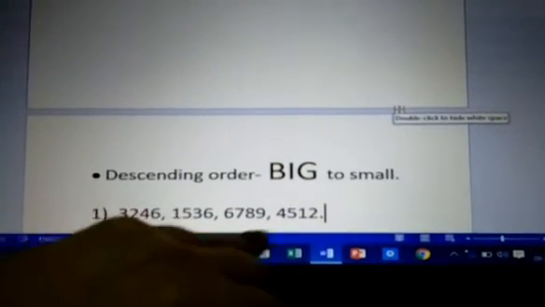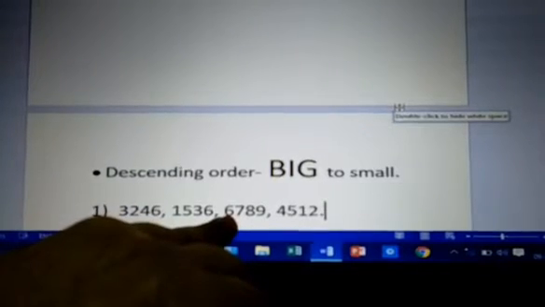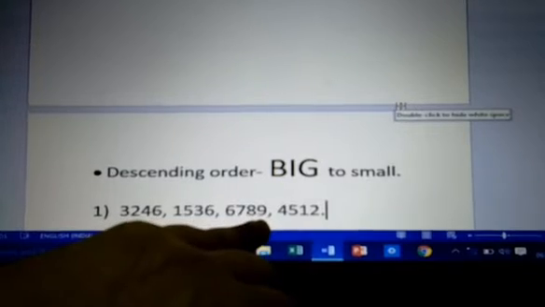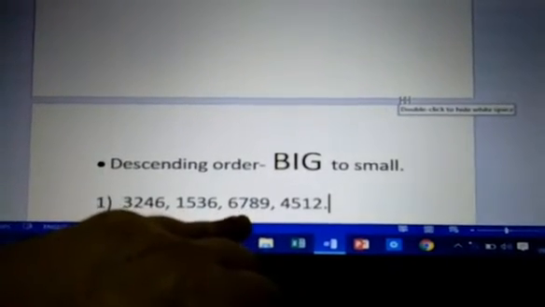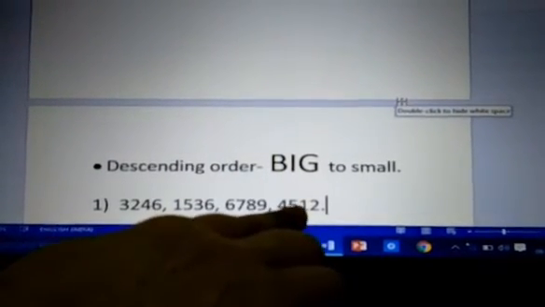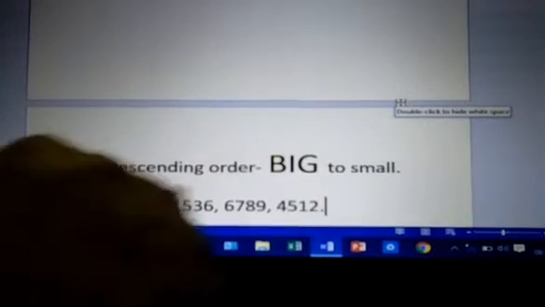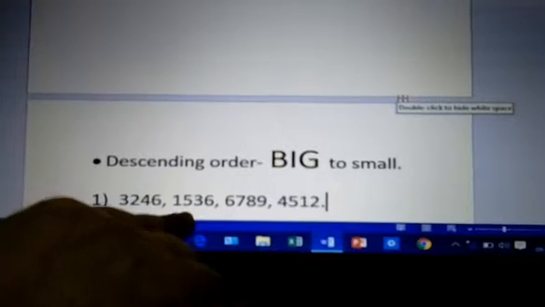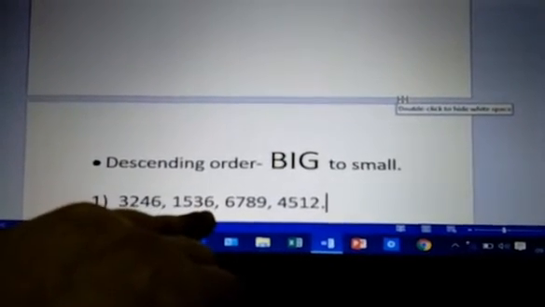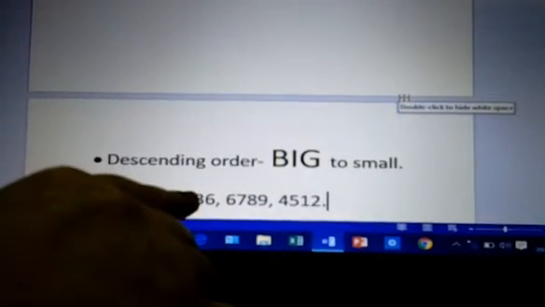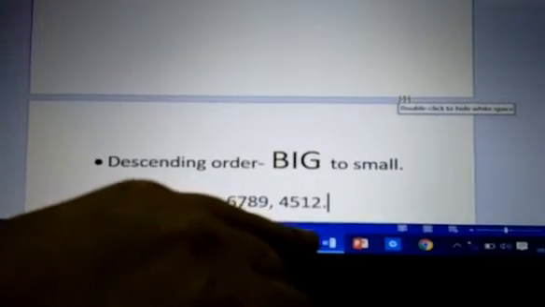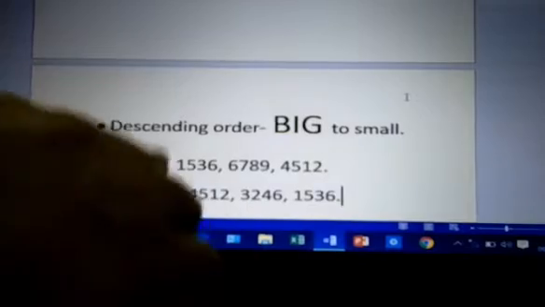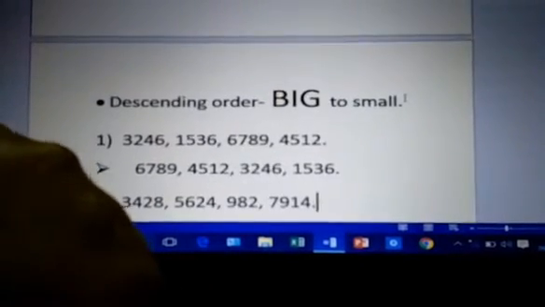So which is the biggest number? Biggest number, thousands place we are having 6. So this is our biggest number, 6,789. Okay, followed by the next biggest number, 4,512. Followed by 3,246. And the smallest number we are having 1,536. This is how we are going to arrange the numbers from big to small. Okay, now let us check our answer. Yes, it's right. Let's move on to next question.